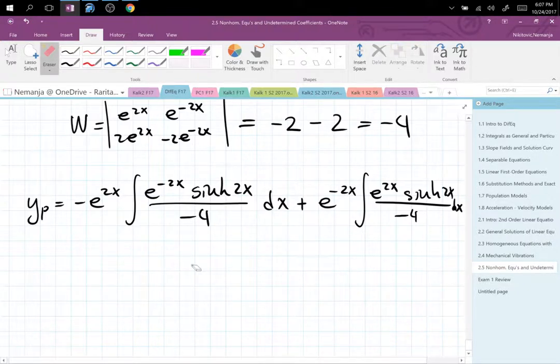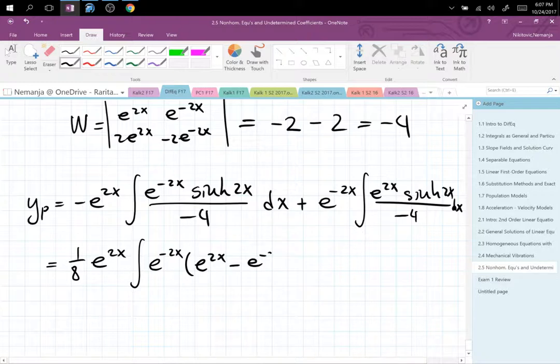So once we have the formula down, I'm just about to write it down. So you have over 2 from sine hyperbolic, and then this one and the negative, so it becomes 1 over 8 outside. Inside, you have e to the negative 2x that multiplies e to the 2x minus e to the minus 2x, and all of that is dx. And that's the first integral.